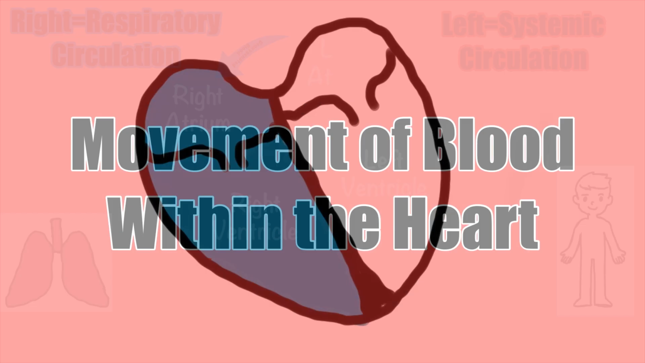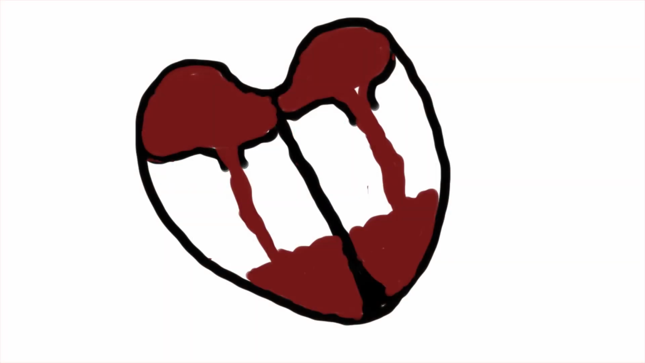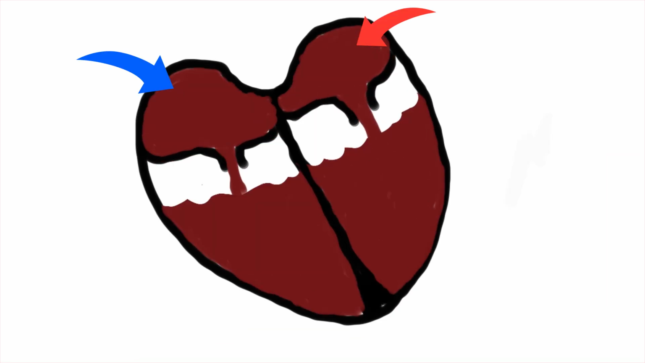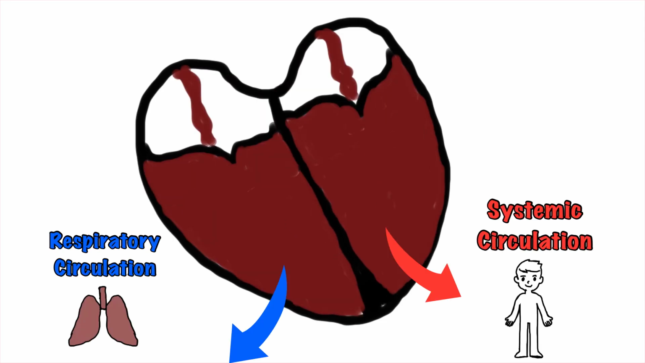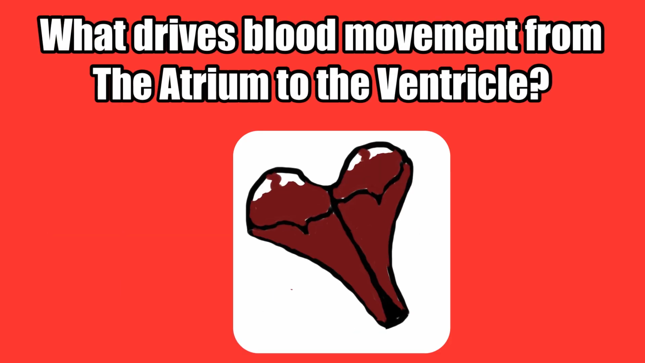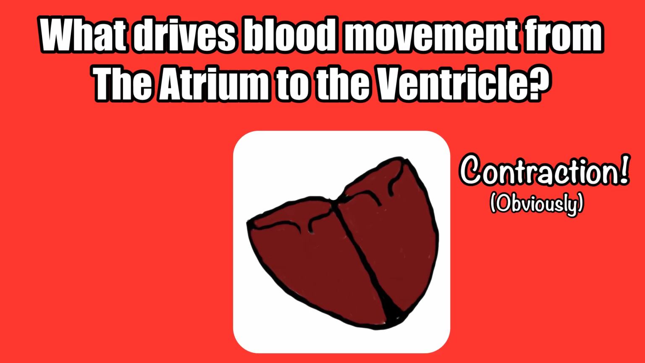That covers the circulatory systems, but we're trying to focus more on movement of blood within the heart itself. So blood enters into the 2 atrium. Then it has to make its way into the respective ventricles, right to right and left to left. Then the ventricles send the blood back out into the appropriate circulatory systems. What is the primary driving force to move blood from the atrium, up top, into the ventricles down below? You may have said, contraction, obviously.